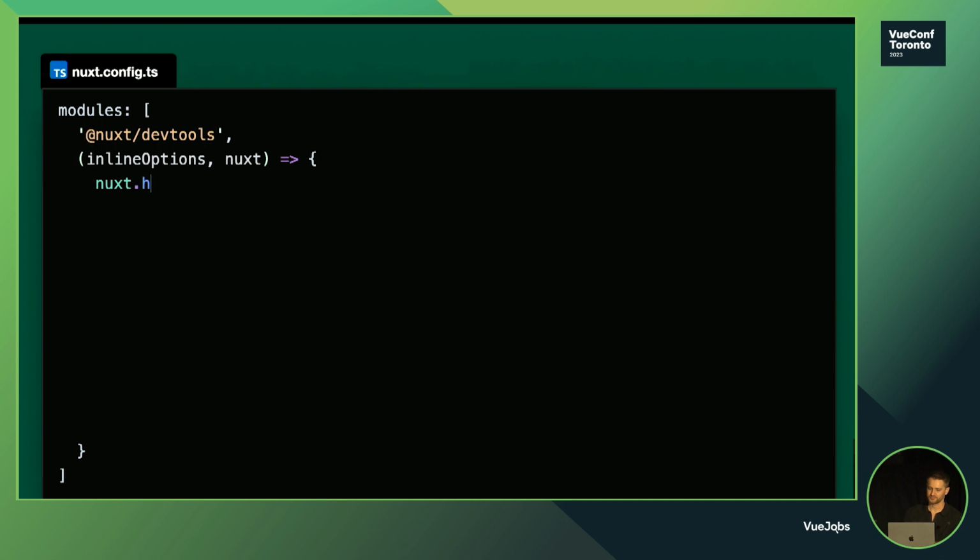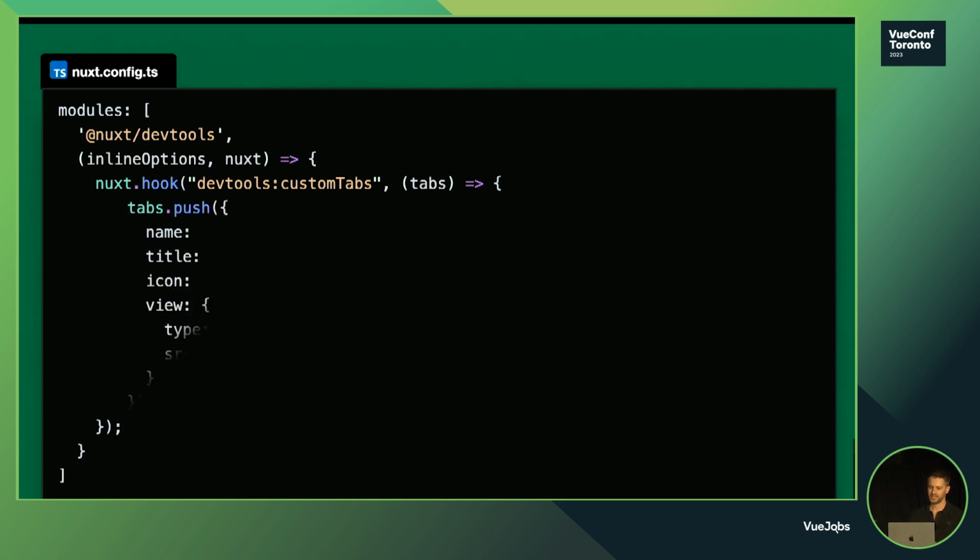we can add a module, and we'll pass in the Nuxt instance into that, and we're going to essentially use that to attach to the DevTools hook so that we can add a new tab into it. So the hook comes up, and then we're saying take those tabs and add a new one based upon what we add in here. So we're pushing on a number of properties.